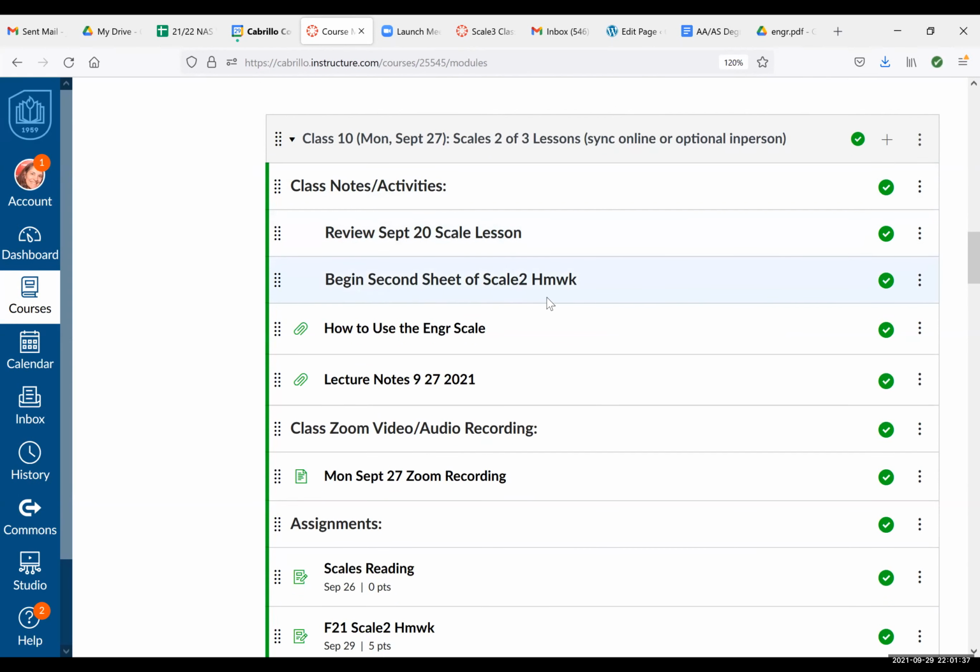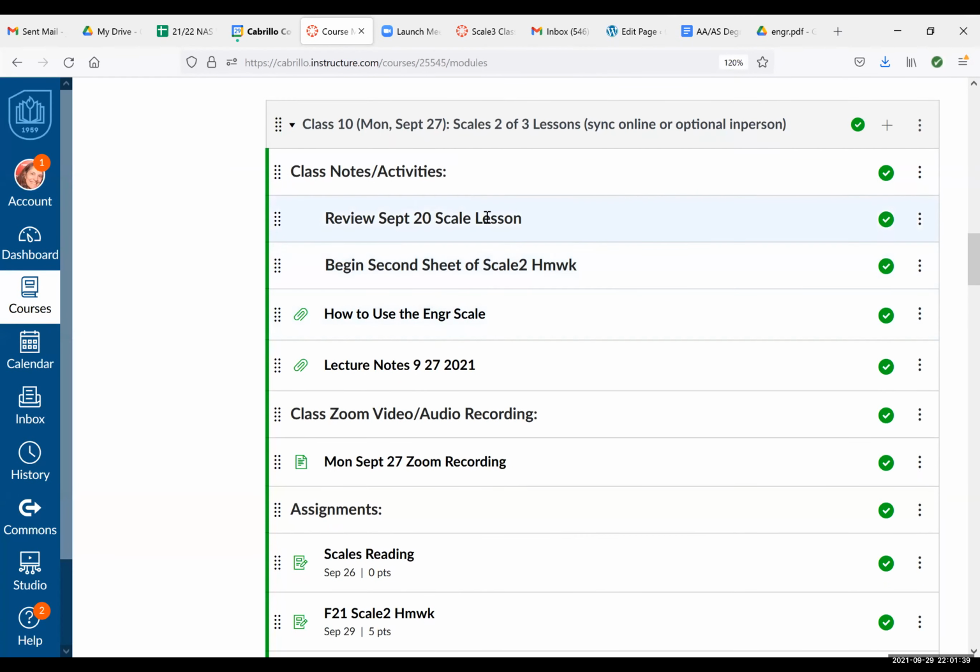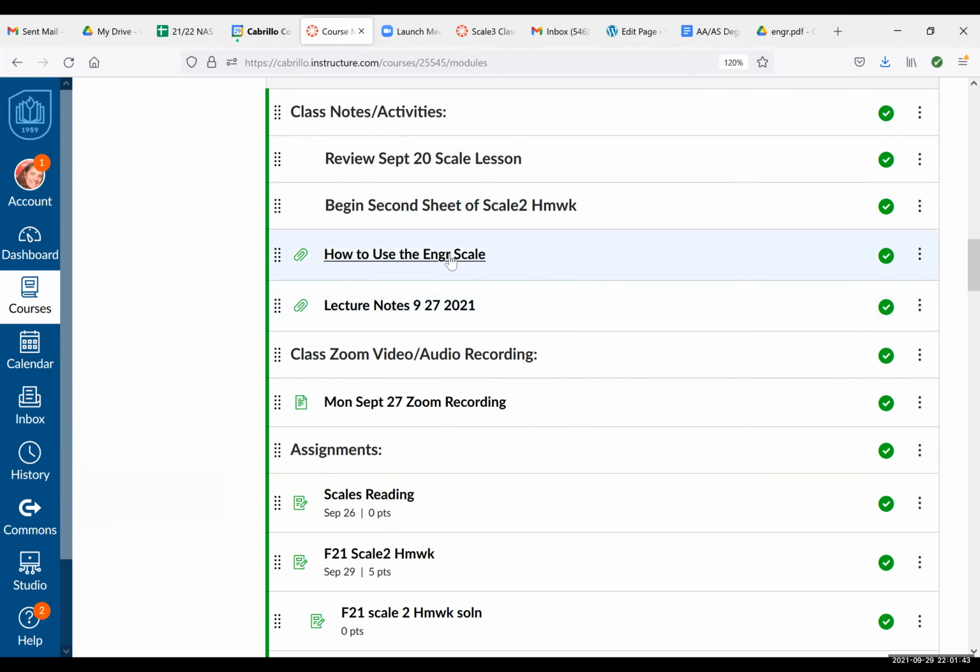This second sheet was just walking me through what we did. Yesterday we did a review first, and then we learned how to use an engineering scale. So let's go over that.